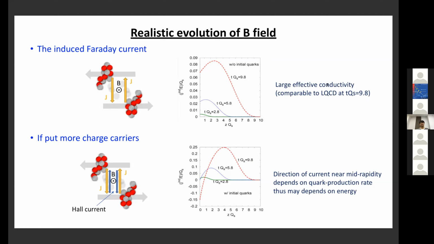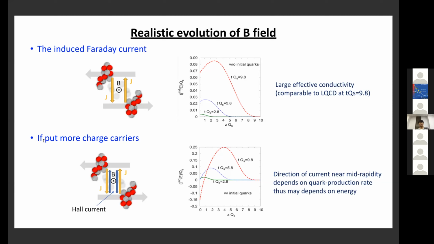This characterizes the capability of the medium to conduct current in an out-of-equilibrium system. As you can see, at late times the effective conductivity could become very, very large. So indeed, we will have a nice conducting medium due to the production of the quarks.